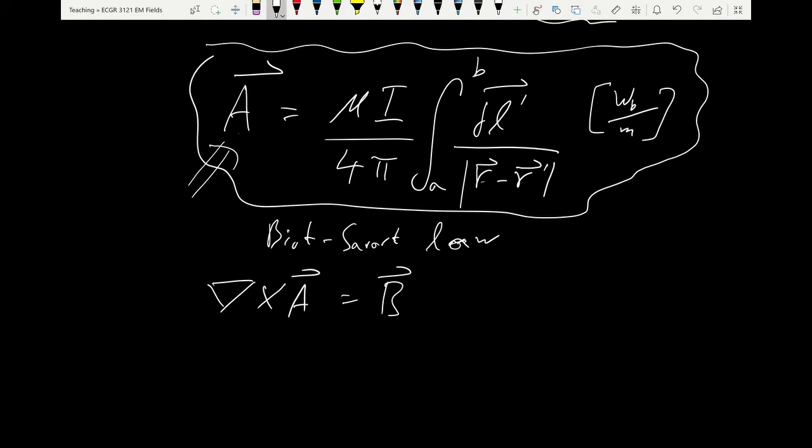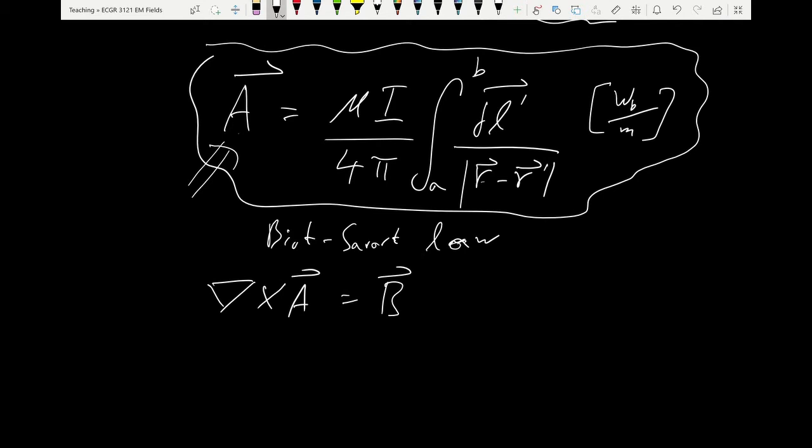But yeah, this is a much simpler representation of the Biot-Savart law with an intermediate step, which is where you have to calculate the magnetic vector potential A first, and then after you calculate A, you take its curl to find B.